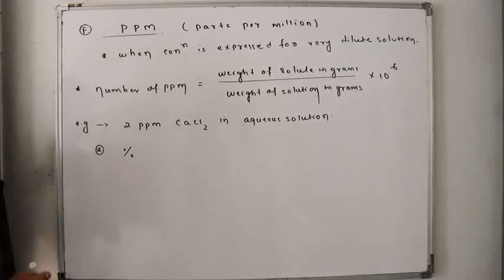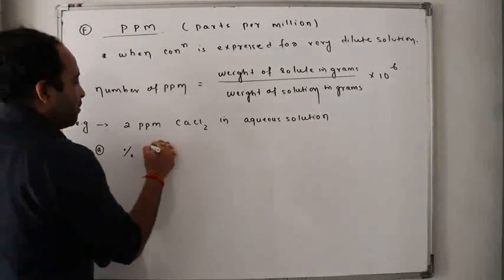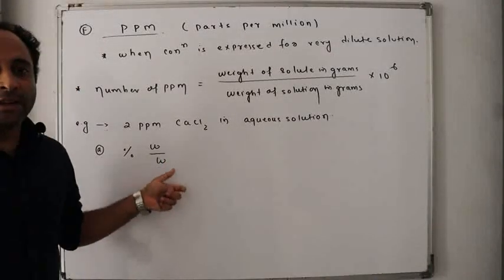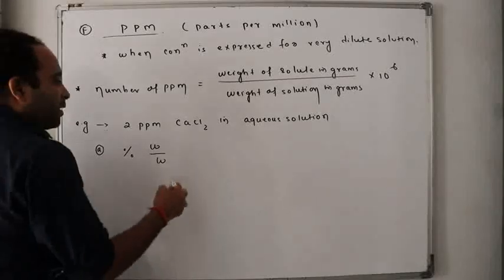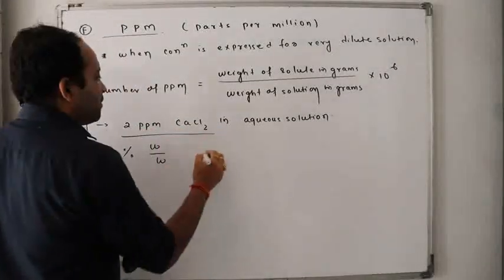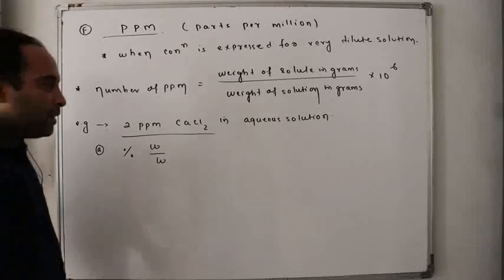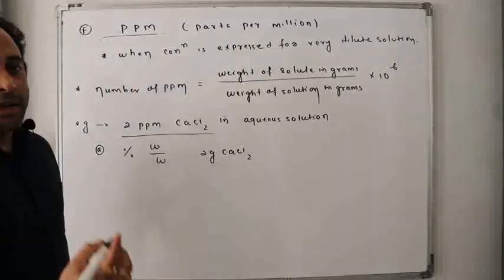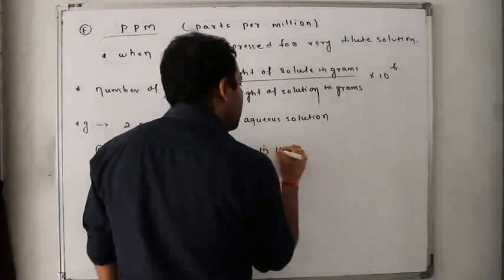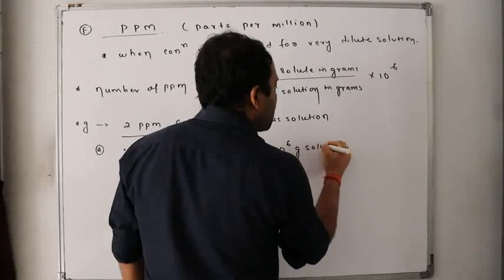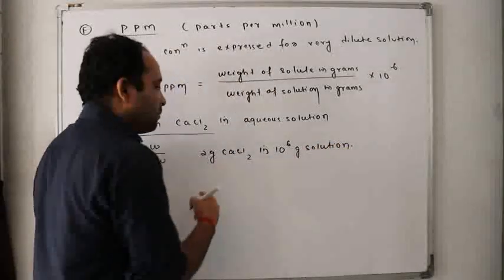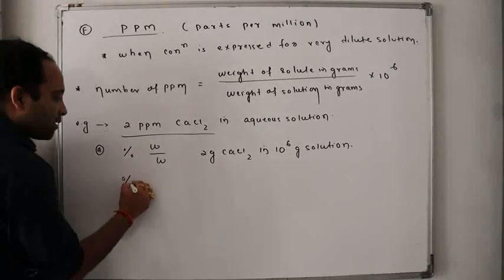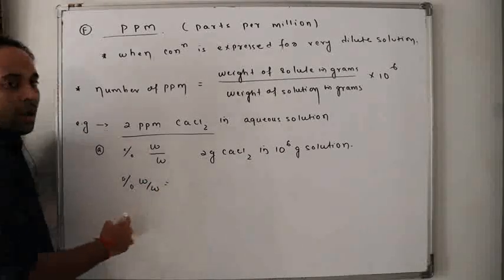First, let us find out percentage W by W. Stay tuned with me, understand everything. How can I calculate? See, what do we understand by this 2 ppm of CaCl2? It means 2 gram CaCl2 in 10 to the 6 gram solution. Yes or no? So what is percentage W by W? How can I find out?